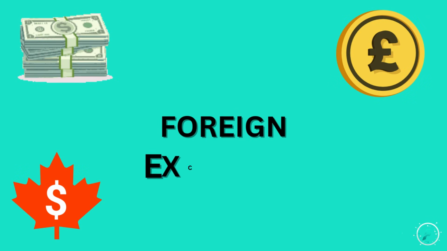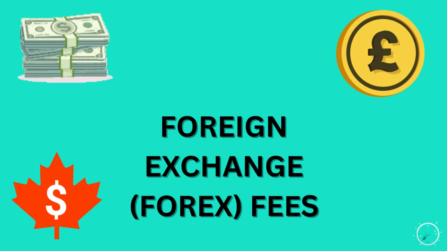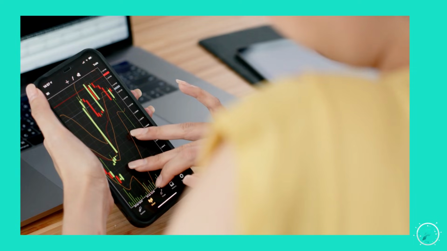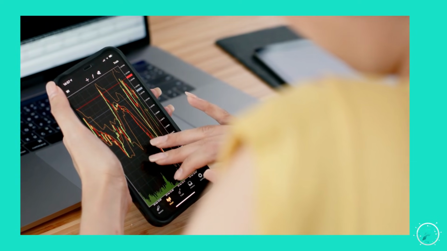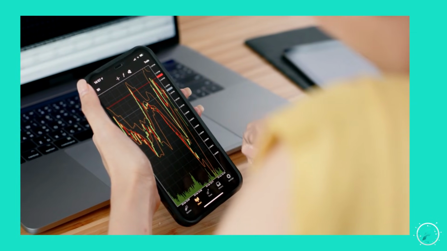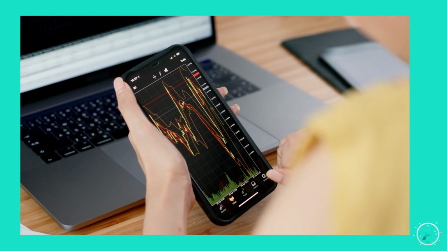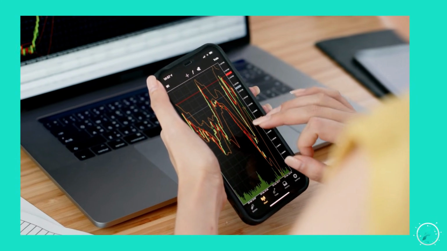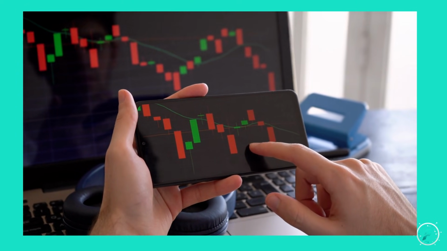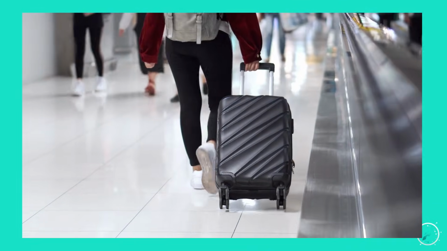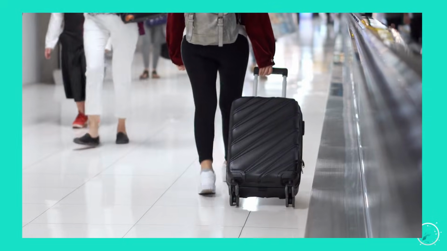The final type of secondary revenue stream is foreign exchange or forex fees. Banks charge a fee or a small margin when customers exchange one currency for another, such as when you're traveling or conducting international business. By performing these operations, banks do more than just make money.